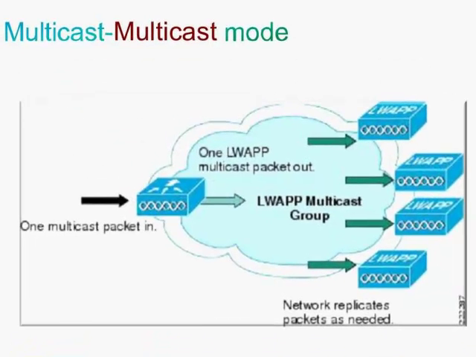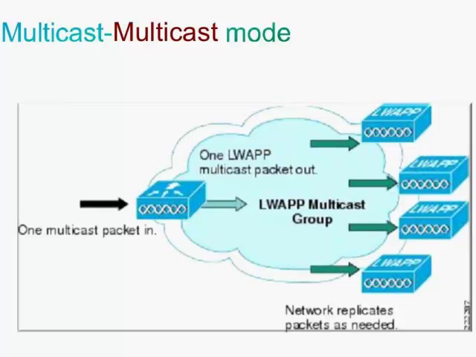This is a simple presentation of the multicast-multicast mode. As you can see, we have the wireless LAN controller where one multicast packet comes in. The same packet is sent out to the multicast group, so we can see that the controller is not replicating any of the packets here. Once the packet reaches the multicast group, it then uses the multicast method to send the packets to all the access points on the controller. The access points then, depending upon how many clients they have connected, will replicate the packets and send them across.